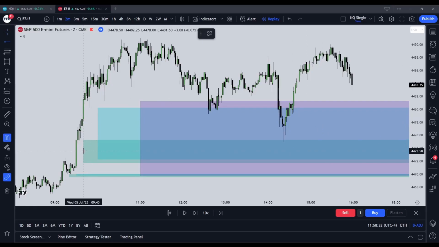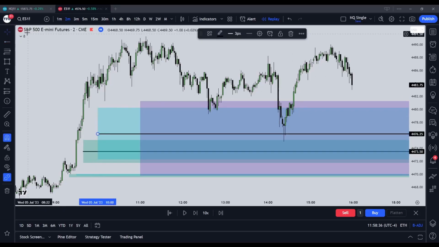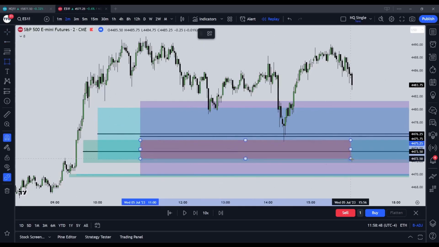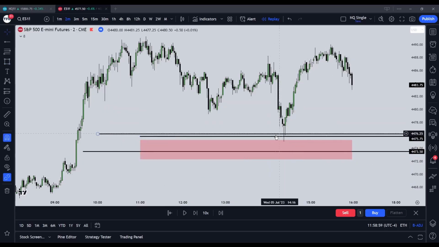Again, I want to draw out my midpoints. So here's one, here's another, and the last one, which is about right here. Then if I just take the area where all of them are overlapping, that would be right here. And now we can see we have a few levels to be conscious of.